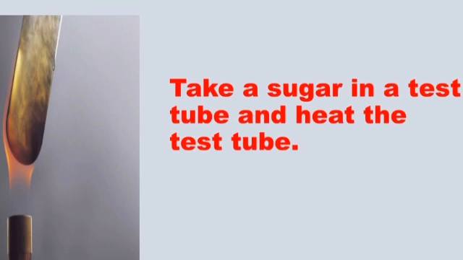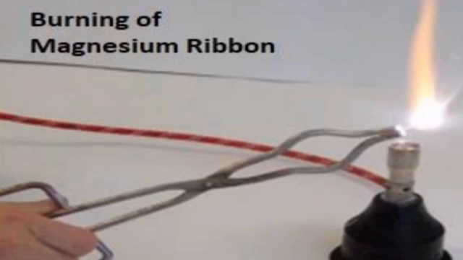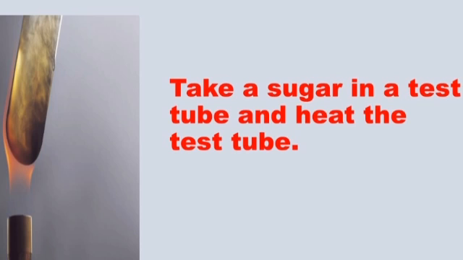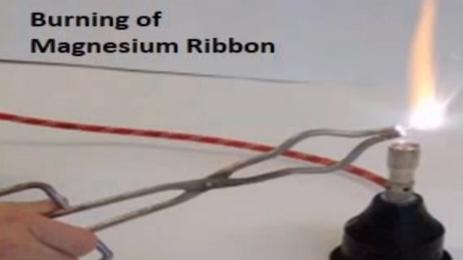Take sugar in a test tube and heat the test tube. Observe what happened, what remained behind. Using tongs, hold a magnesium ribbon in a flame and observe what changes took place in the experiment. In the first case, the sugar melts and it loses water, leaving behind a black substance. This black substance is carbon. There is only carbon left in the test tube. When the magnesium ribbon is burned, it forms oxide and nitride of magnesium. The ribbon turns into a grayish colored powder.